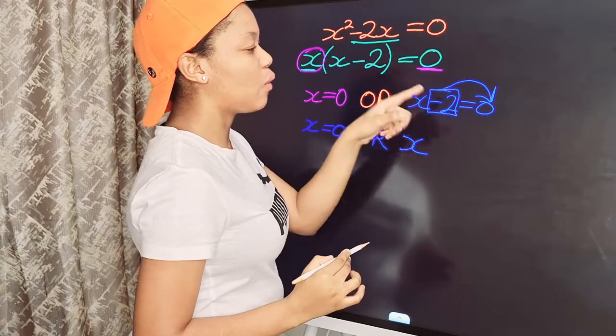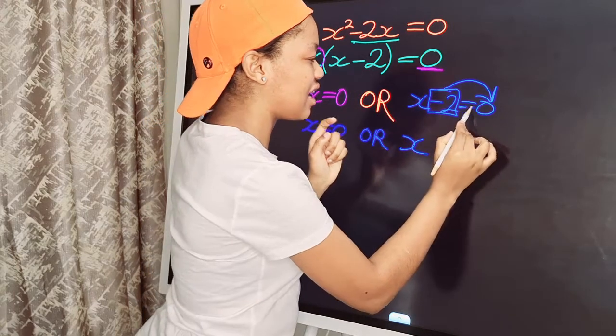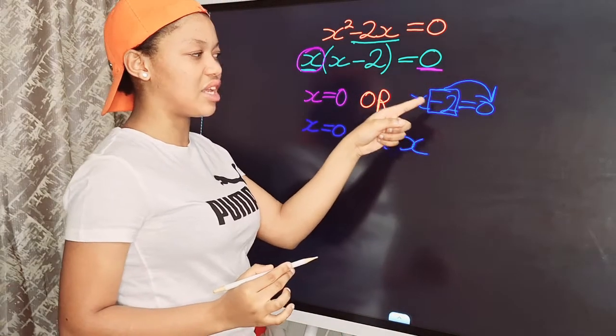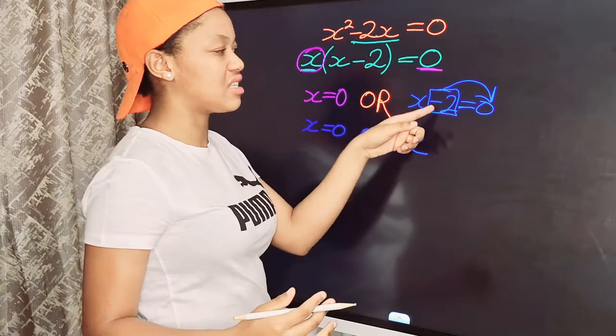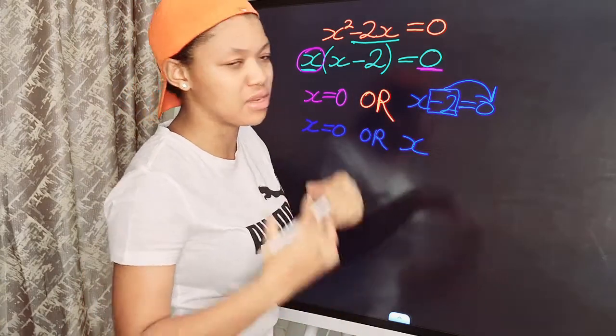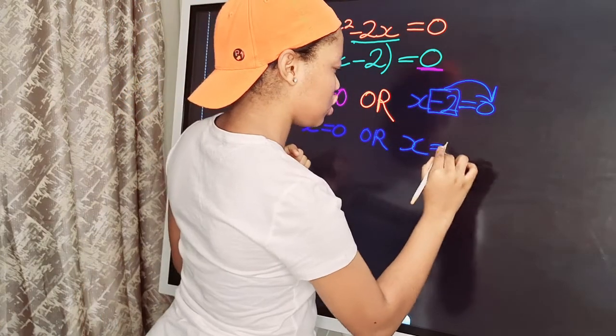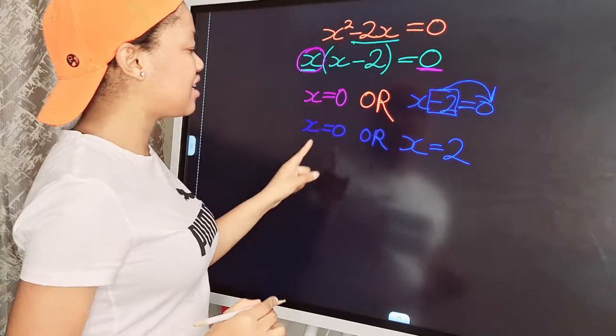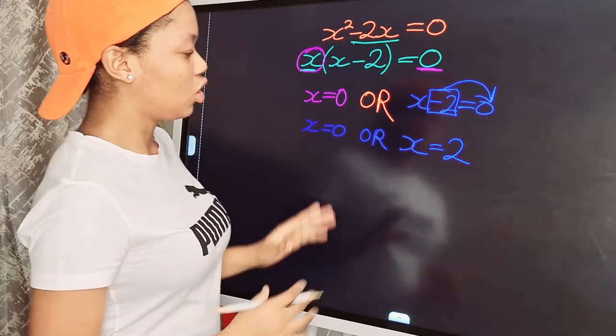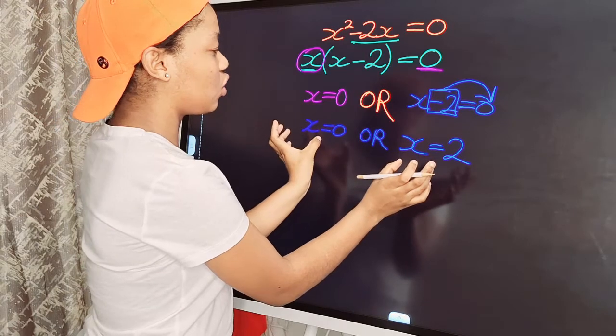And remember, when it skips the equal sign to the other side, what happens to it? The sign of negative 2 changes. So if it is negative on this side, then it becomes positive 2. So our x is equal to positive 2. So x is either 0 or x is 2. So okay, we have two answers.